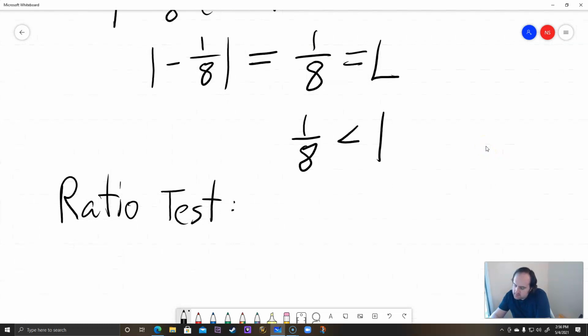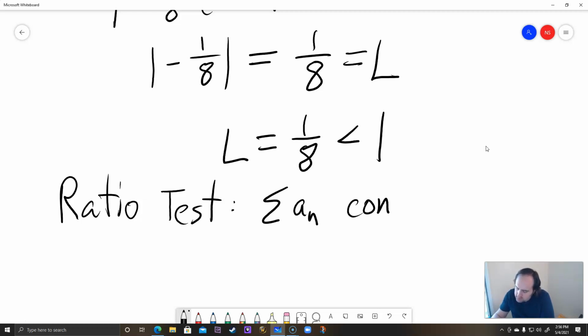Okay, so since L equals 1/8, which is less than 1, the series converges absolutely. So the sum of a sub n converges absolutely.